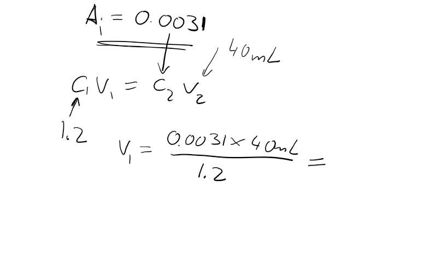Why is absorbance the same as concentration? Well, in this case, remember the Beer-Lambert law. Absorbance is equal to concentration times the length of the cuvette times the extinction coefficient. So absorbance is directly proportional to the concentration, and we can use the absorbance, if you like, as almost a proxy for concentration.